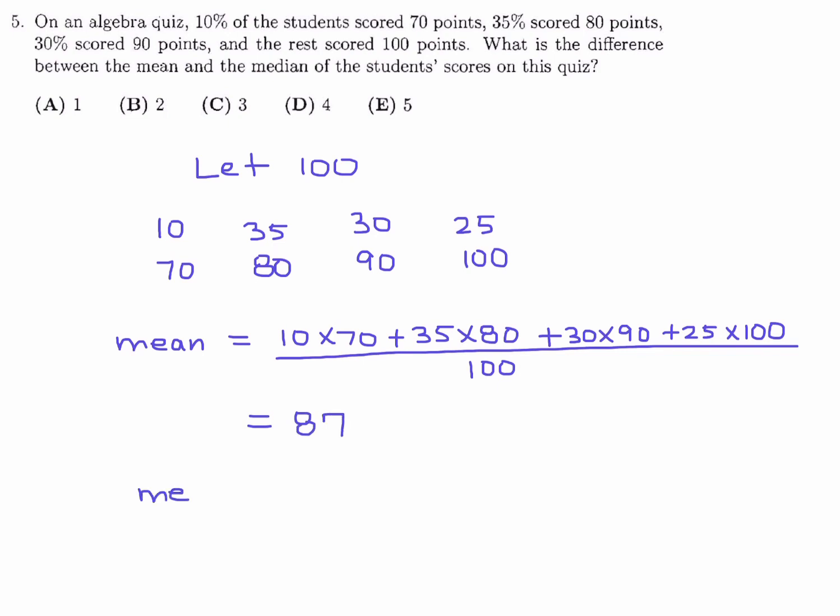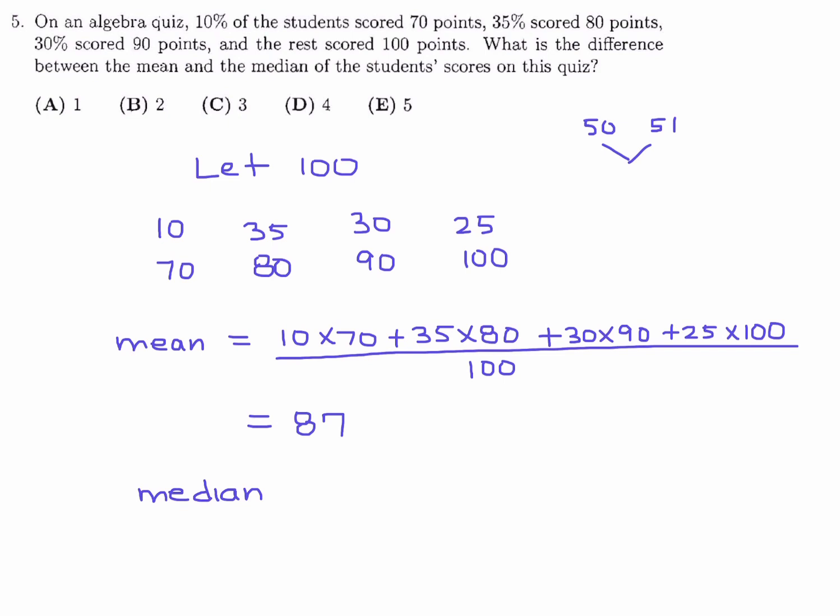Now let's talk about the median. The median is of course the middle value, and since there's 100 students, the middle is going to be the 50th and the 51st student. We have to take an average of those because 100 is an even number. If it was an odd number, then we'd have just one median, one value right in the middle, but it's an even number, so there's two, and we'd take the average.